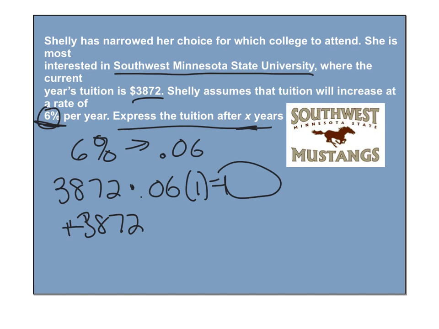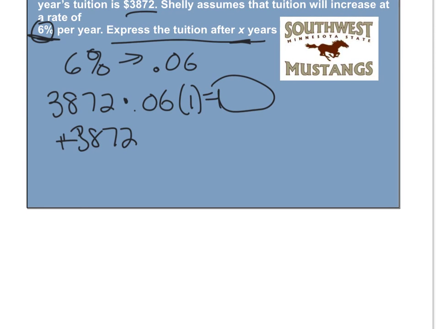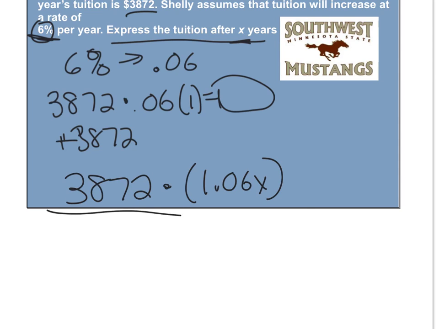Okay, so another way to think about it is this. If my tuition is going to go up, I'm going to take 3872 and multiply it by 1.06^x. This is another way to represent that as a polynomial. Now, why did I put 1.06? Because I'm adding 6% to 100%. That's why I'm doing that. So this is representing a 6% increase for every year because x is going to be my years.